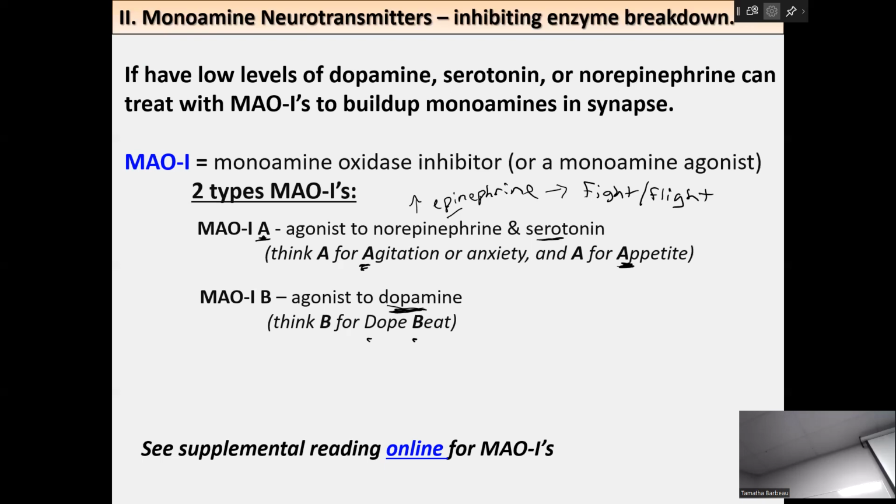Because if that's not working, try MAO-I class. That's another way to increase serotonin, and that might work for that person. All right. That's why we have multiple drugs, because not everyone's going to respond to the drug the same way. You can also mess with dosages and things like that.